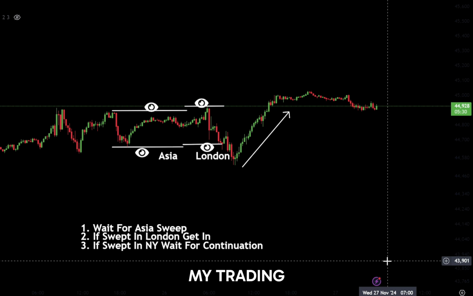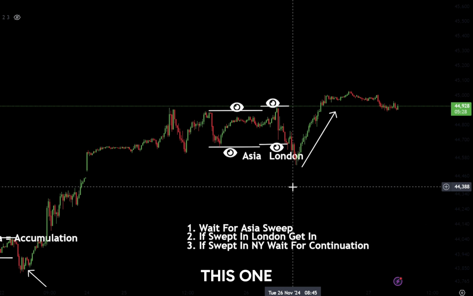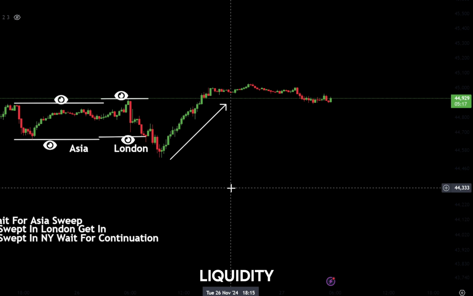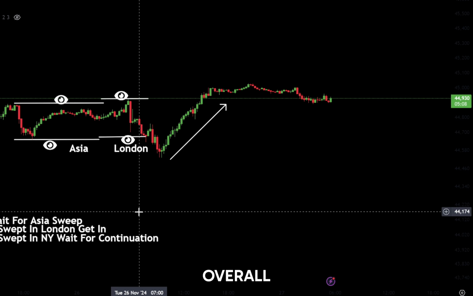Honestly, simplifying my trading like this, like I said, this one liquidity concept, once I start seeing price through the lens of liquidity and not just maybe candlestick patterns, supply and demand, they all work, but seeing it through this lens of liquidity and where liquidity wants to be tapped into and go to, is very, very important and very, very crucial to my overall trading.